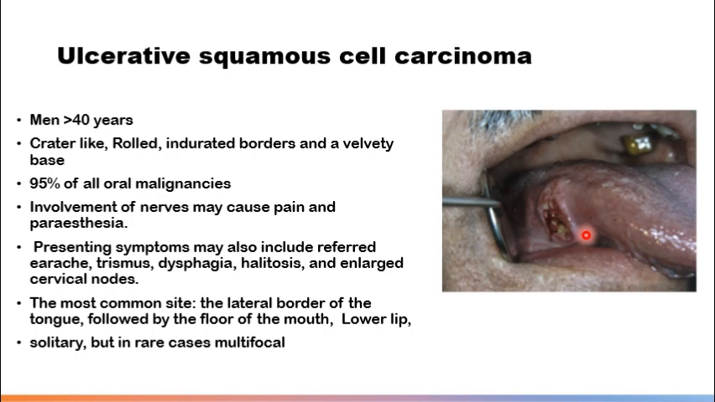Other presenting symptoms may include things like earache, referred earache of course, trismus, dysphagia, halitosis, and neck nodes. The most common site would be like this, the lateral border of the tongue. They can also affect the floor of the mouth and the lower lip. They are almost always solitary, but in rare cases they can have a multifocal presentation.